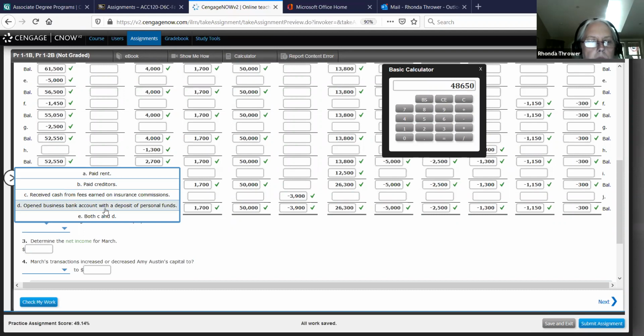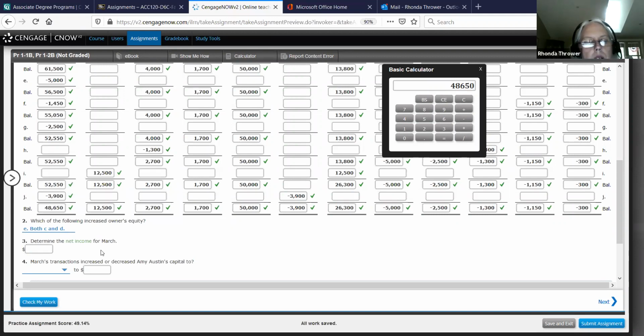If you opened a business bank account with a deposit of personal funds, the cash would go up, but the cash goes up because the owner made a personal investment. So C and D are the best answers. So in this case, E is the one that I would select.